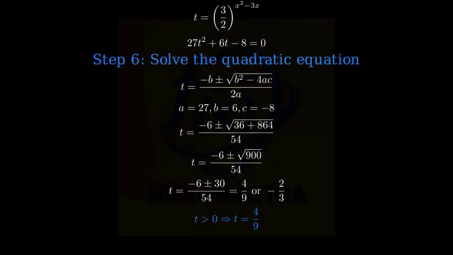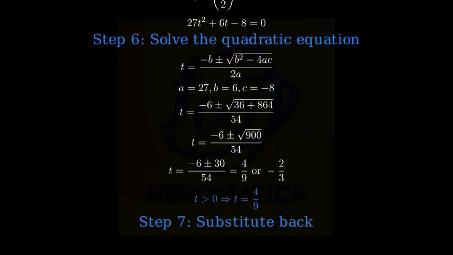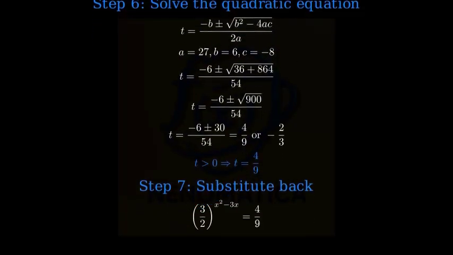Since t represents an exponential expression, and exponential expressions with positive bases are always positive, we know that t must be positive. So t equals 4/9 is our only valid solution. Step 7. Now we substitute back our value of t into our original substitution equation. We get 3 over 2 raised to the power of x squared minus 3x equals 4/9.